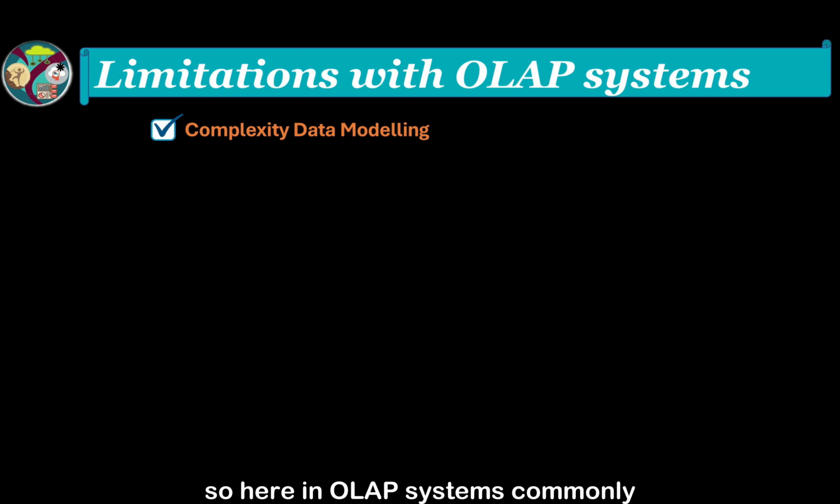Here in OLAP systems, we commonly see either star schema or snowflake schema modeling techniques, and they require careful design and maintenance. You need to be a little bit careful with this modeling, right? This rigidity makes it difficult to adapt to new business changes. Why are we mentioning careful? Because once you implement these models, if you want to introduce new changes, it is a little bit tricky process.